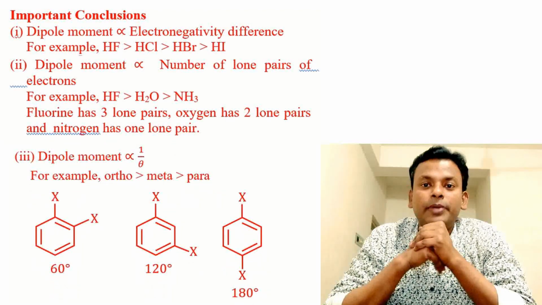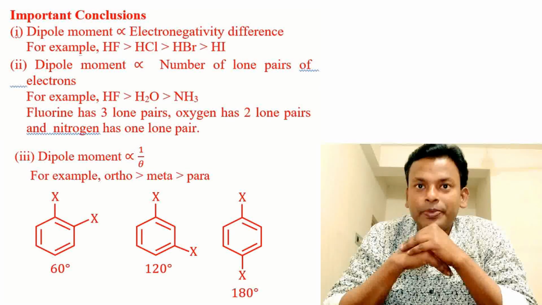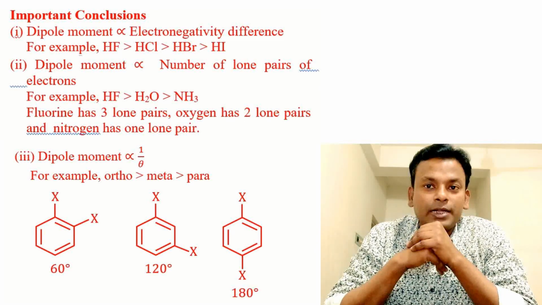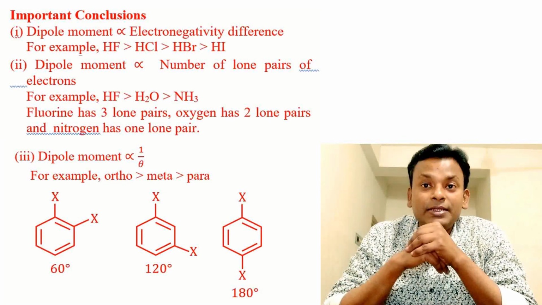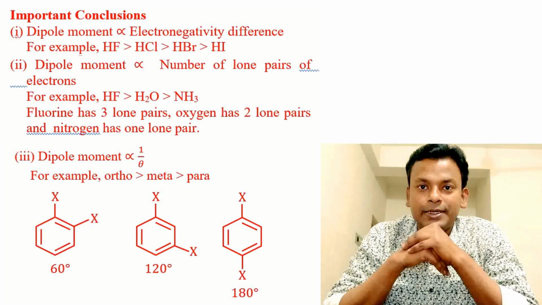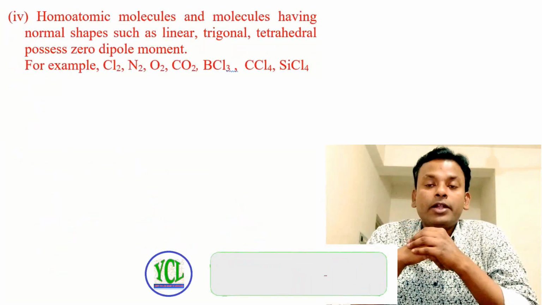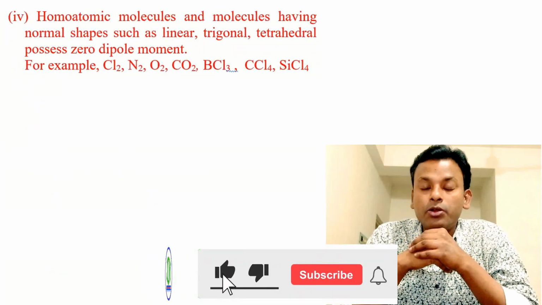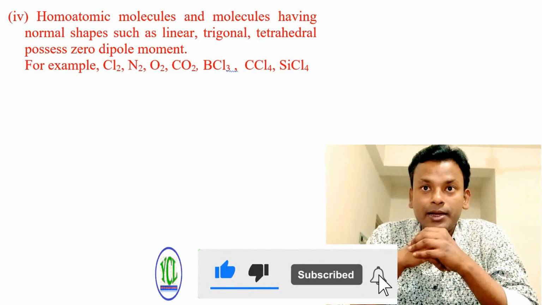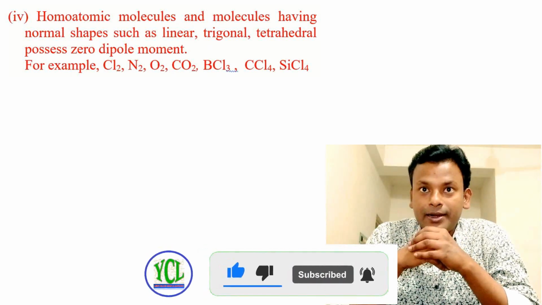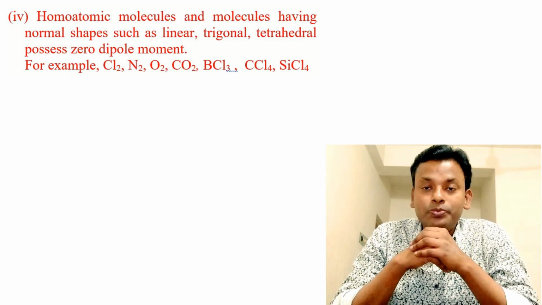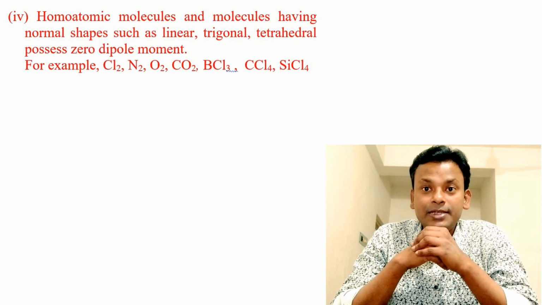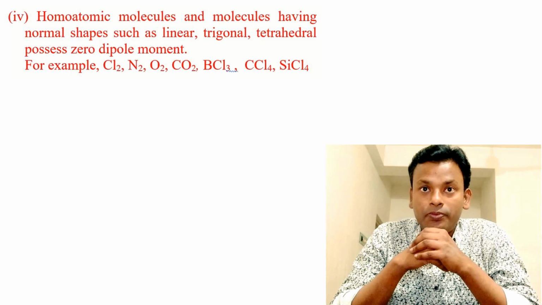Point 3, dipole moment is inversely proportional to theta. For example, ortho greater than meta greater than para. Here ortho is 60 degrees, meta is 120 degrees, para is 180 degrees. Point 4, homoatomic molecules and molecules having normal shape such as linear, trigonal, tetrahedral possess zero dipole moment. For example, Cl2, N2, O2, CO2, BCl3, CCl4, SiCl4.